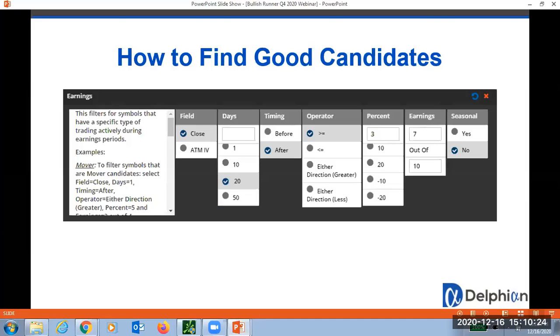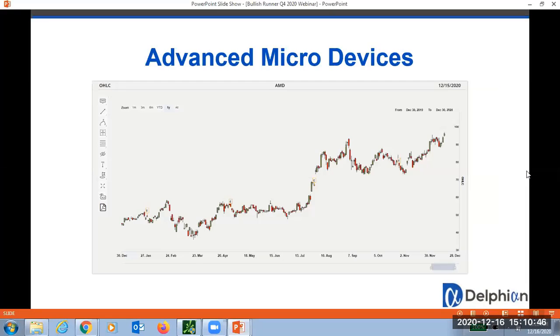How to find good candidates. For this one, we use that screener like we showed before. We're looking at the closing price 20 days after, has to be greater than 3%, 7 out of the 10 earnings. So basically you're looking for a stock that has moved at least 3% over the 20 days after the earnings announcement, and it's happened 7 out of the 10 past earnings.